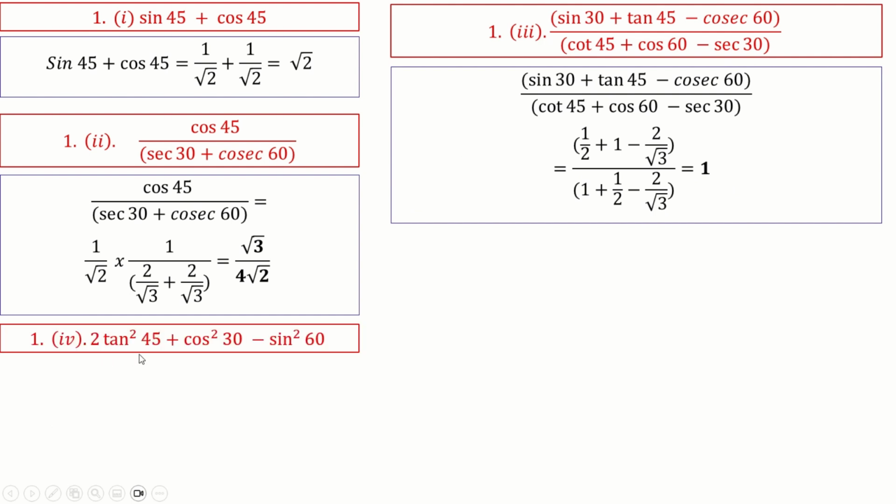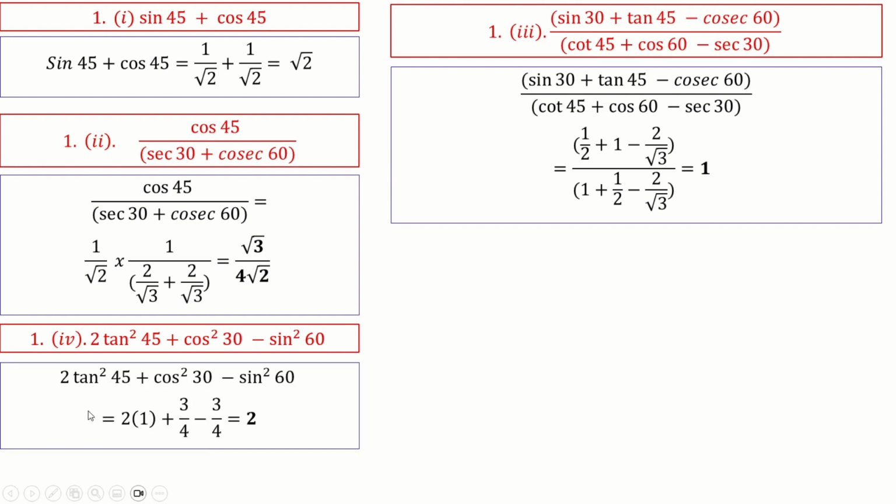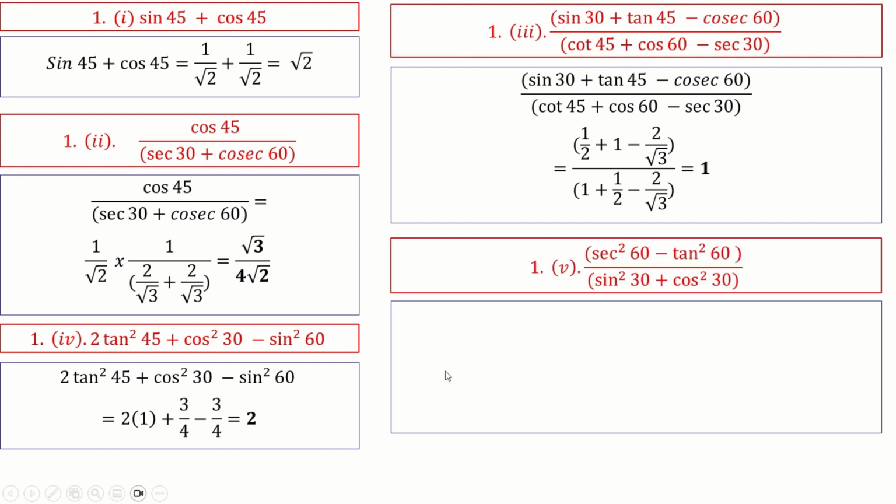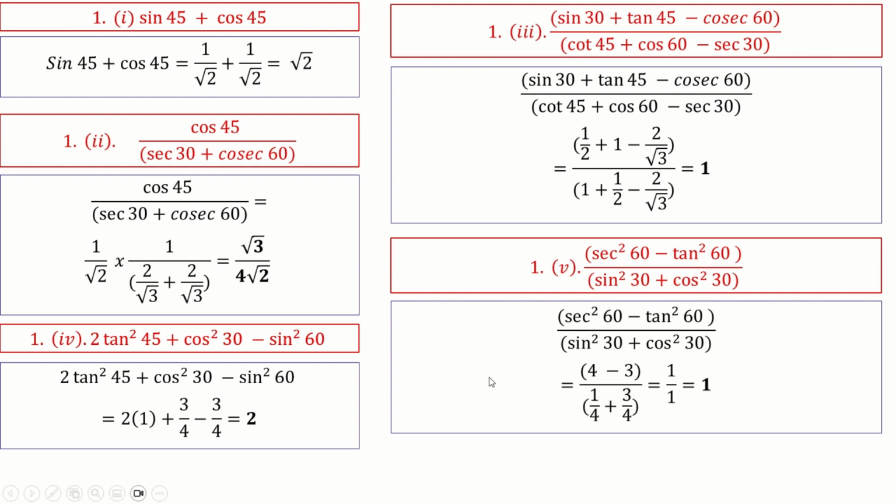Next is 2 tan square 45 plus cos square 30 minus sin square 60. Okay. So again, you substitute the values. What you will get is 2 plus 3 by 4 minus 3 by 4, which is 2. Okay. Sec square 60 minus tan square 60 divided by sin square 30 plus cos square 30. Again, substitute the values. What you will get is 1.